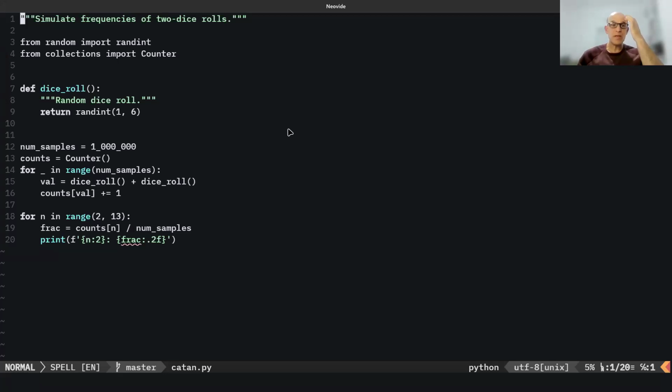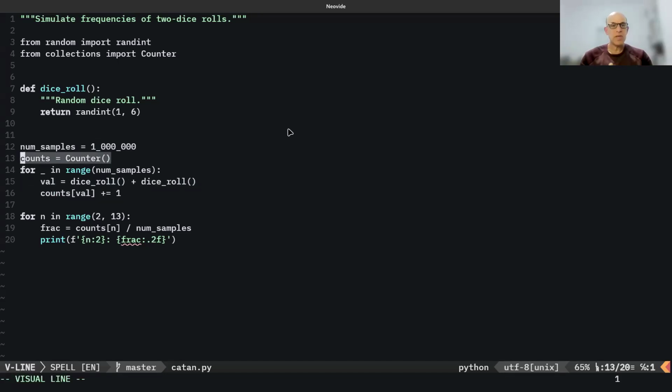So basically, what we're going to do is a dice roll, which is just a random number between 1 and 6. This is coming from there. And then we run a simulation, so we're going to run a lot of dice rolls. I'm going to do 1,000,000 dice rolls. And every time I'm going to do 2 dice rolls, right? So I get a number, and I'm updating some kind of a counter.